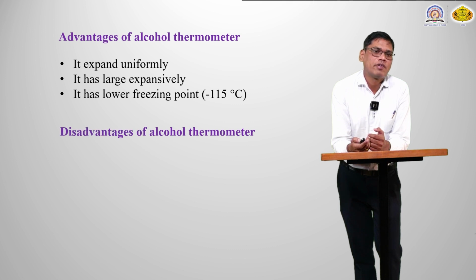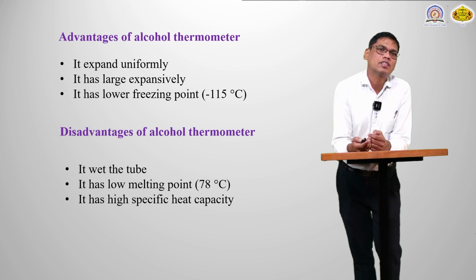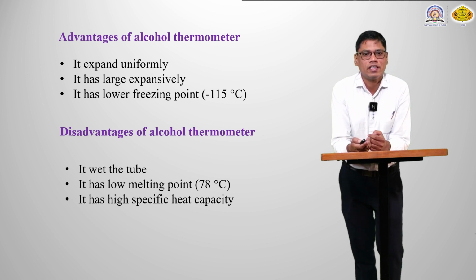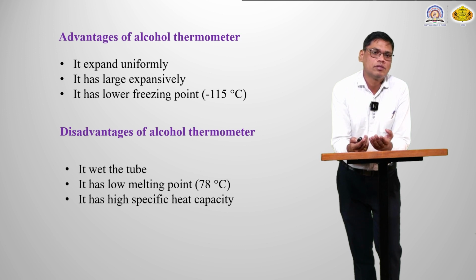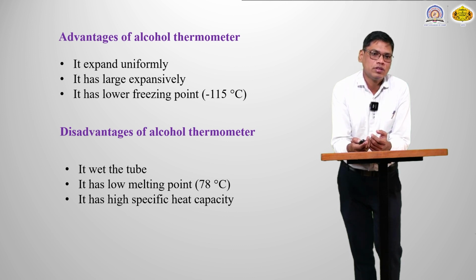Then what are the disadvantages of this thermometer? It wets the tube. Because it wets the tube, some part of the alcohol or liquid remains in the tube and we will not get the correct reading. It has a low boiling point, that is 78 degrees Celsius, so we cannot measure high temperatures. It has a high specific heat capacity. Because of that, it absorbs more heat from the system and there is a reduction of the actual temperature of the system. So there may be an error in the measurement.